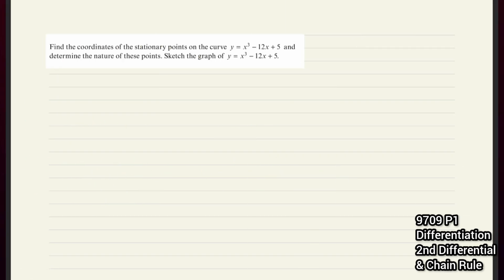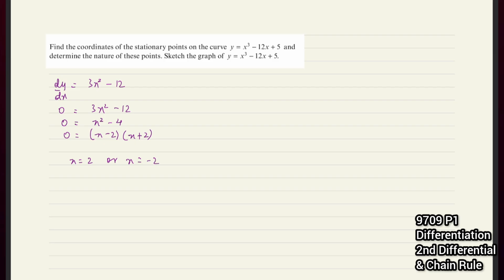Find the coordinates of the stationary point on the curve. Stationary points on the curve means dy/dx needs to be equated to 0. So first let's find dy/dx, which is equal to 3x² - 12. We equate it to 0 because it is a stationary point. 3x² - 12 = 0. Divide the entire equation by 3: x² - 4 = 0. Factorize it: (x - 2)(x + 2), which means x is equal to 2 or x is equal to -2.